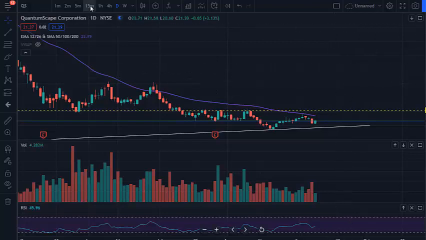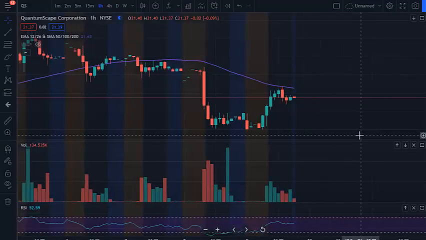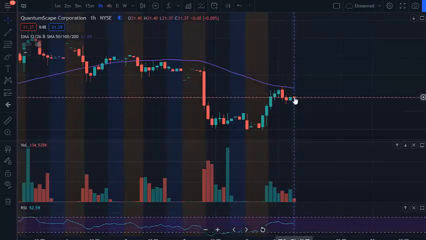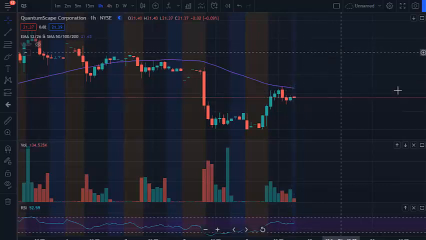So that is about it, but looking at the hourly very quick, today we can see we had a little bit of a bull flag. Maybe tomorrow might be a good day. So looking forward to tomorrow to see what QS has in store.